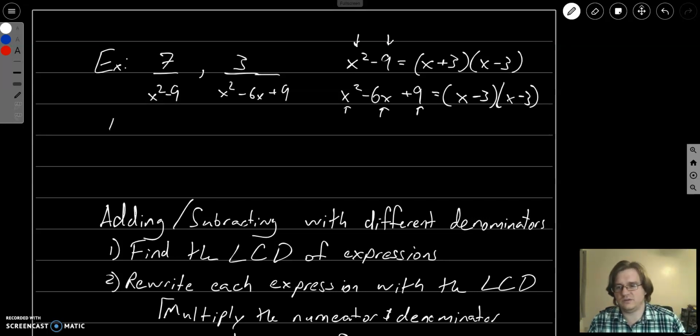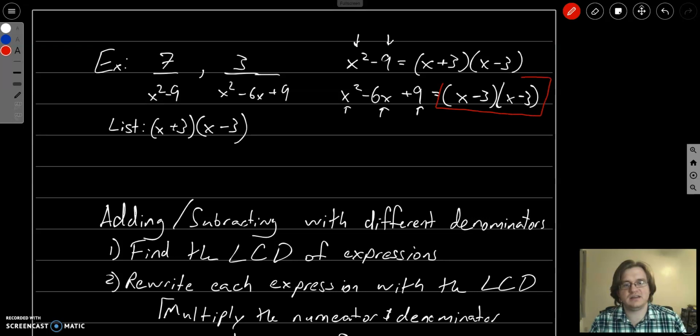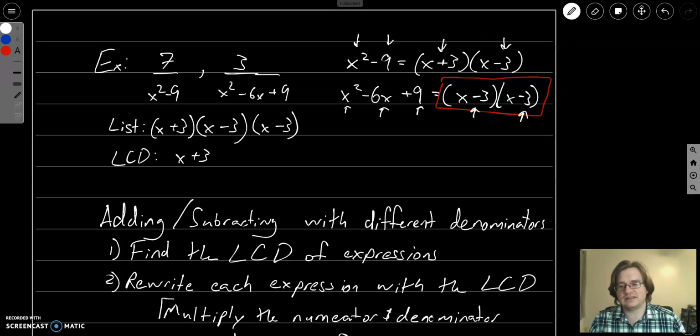Okay, we first form a list, and we start by listing all of the factors of the first denominator: x plus 3 and x minus 3. Next, we have to add in all of the factors that are missing that would be in the second denominator. The second denominator has 2 factors of x minus 3. Our list has 1. We need a second one. And there we go. Now our list has every single factor from the first denominator and from the second one. So our least common denominator is just the product of everything in this list: x plus 3 times x minus 3 times x minus 3.